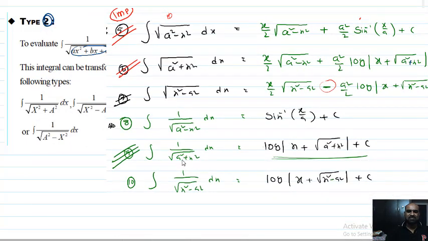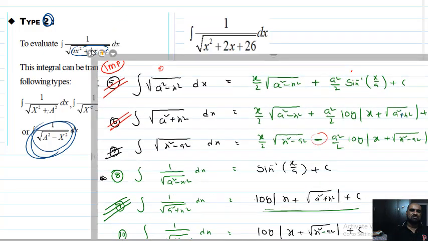So plus logarithm, I will show you. For these two, logarithm. Only a square minus x square means sin inverse. But for these two, directly: log of x plus root over a square minus x square, or log of x plus root over x square minus a square. Okay.